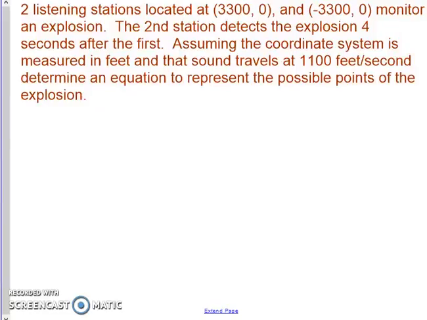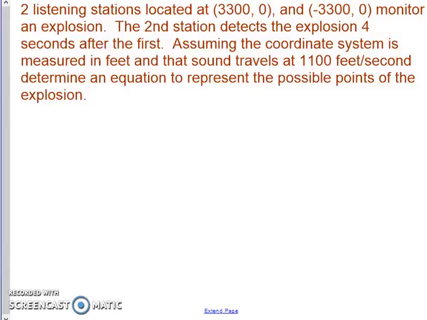Now we're going to tackle this word problem here in terms of a hyperbola. We have two listening stations located at the ordered pairs (3300, 0) and (-3300, 0) to monitor an explosion. The second station detects the explosion 4 seconds after the first. Assuming the coordinate system is measured in feet and that sound travels at 1,100 feet per second, determine an equation to represent the possible points of the explosion.